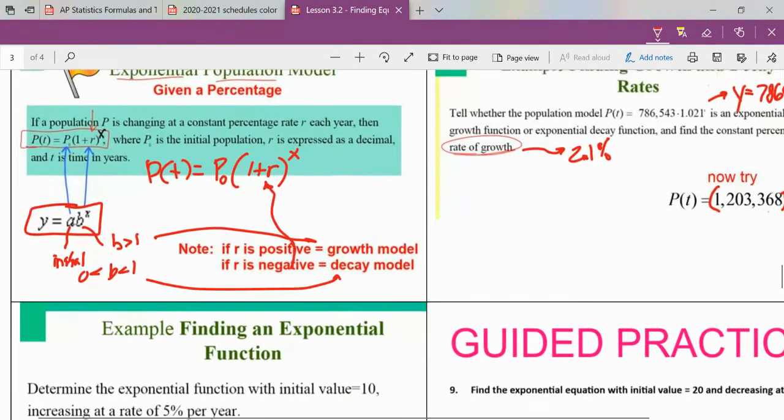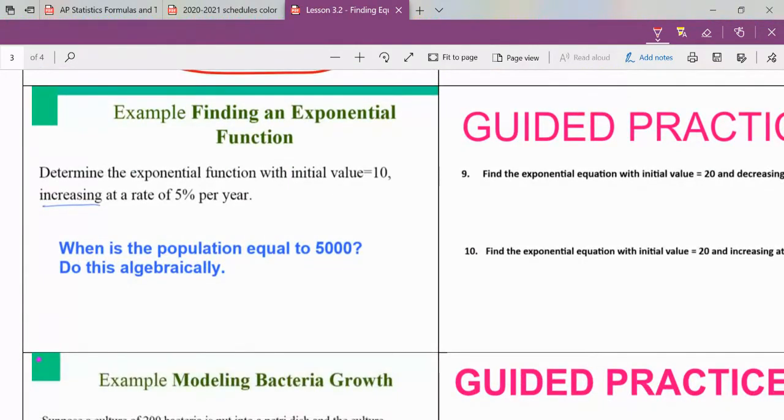All right, looking at some more problems here and how we're going to use that. Let's write, it says determine the exponential function with initial value of 10. Okay, well, that's easy to start off with. Y equals 10, there's my initial value. And if we're increasing, okay, that's growth. So when I'm going to add that to 1, it's going to be 1 plus something. And if it's 5%, I'm going to add that as a decimal. So that would just be 1.05 to the x. So there's my equation, my exponential function.